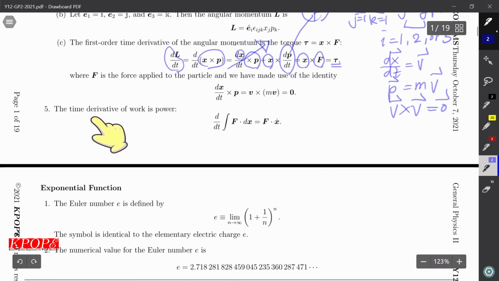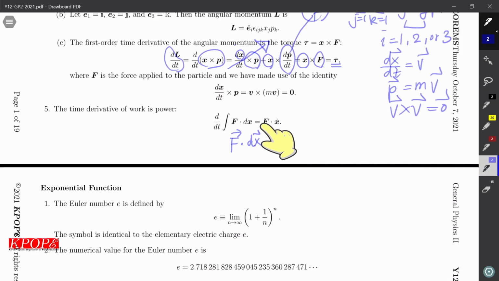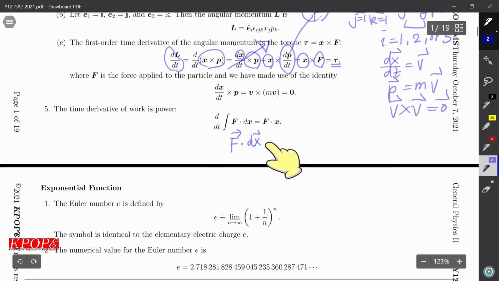The time derivative of work is power. The force, displacement, infinitesimal displacement dx, that is F times velocity. This is power.